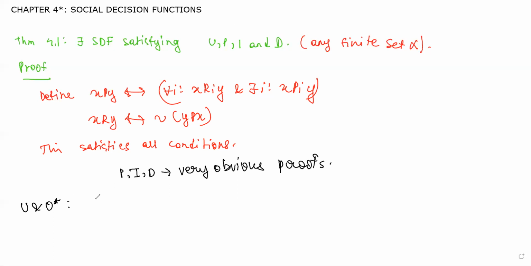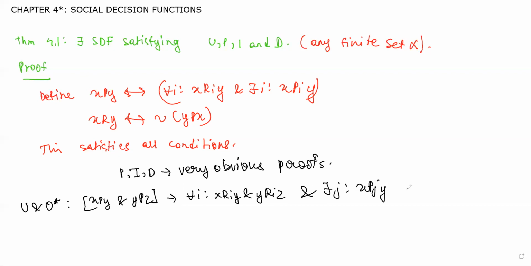So let's say x P y, y P z. So you see then, for all i, x R_i y is true, and y R_i z is true. And there exists j such that x P_j y, and there exists k such that y P_k z. Now this very clearly implies that for all i, x R_i z is true. Now, there is this k such that y P_k z is true.